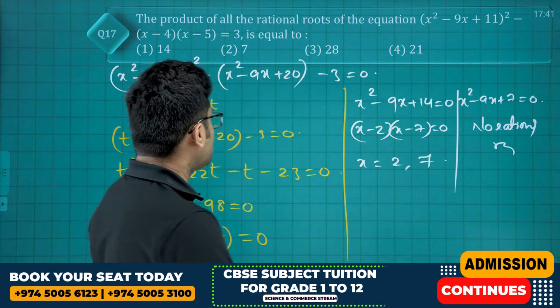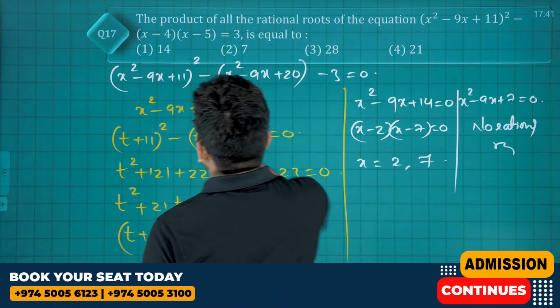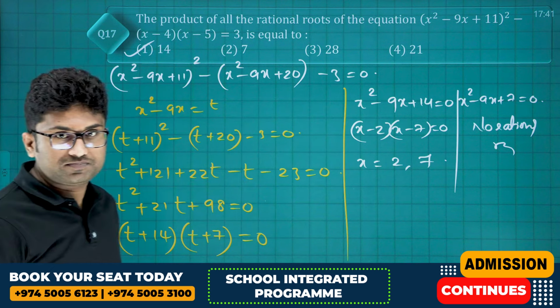Now what is the product of the roots? The product of the roots is 2 times 7, which is 14, friends. The answer is option 1, 14. Simple question.